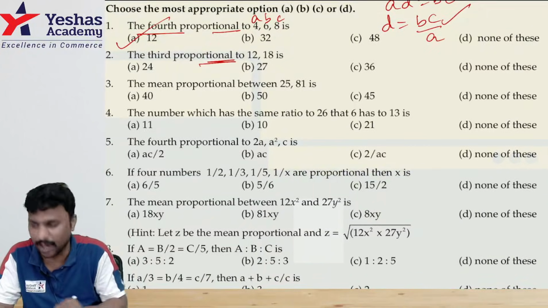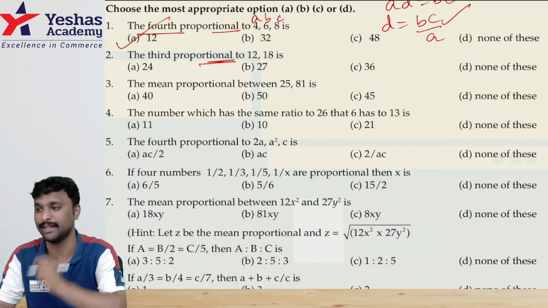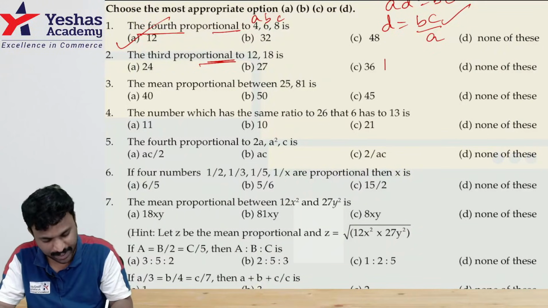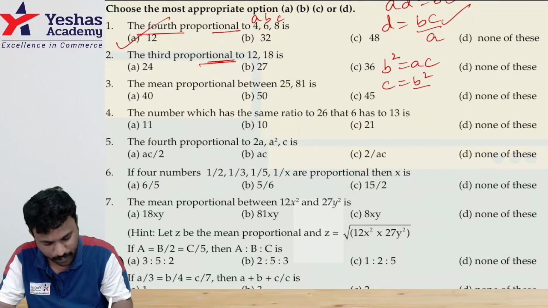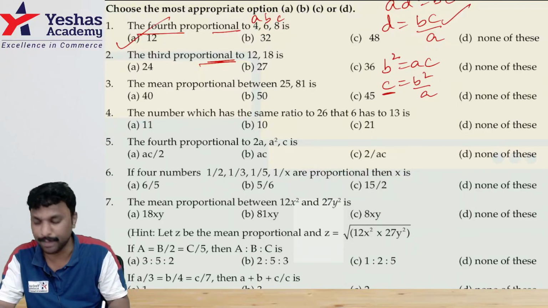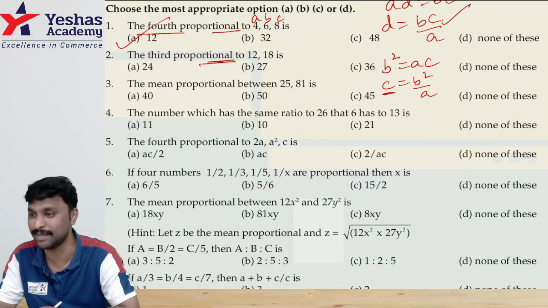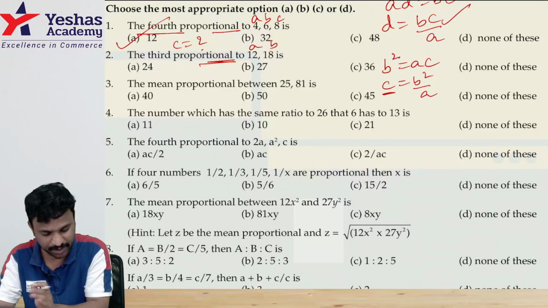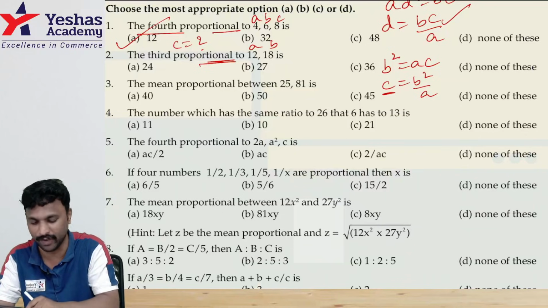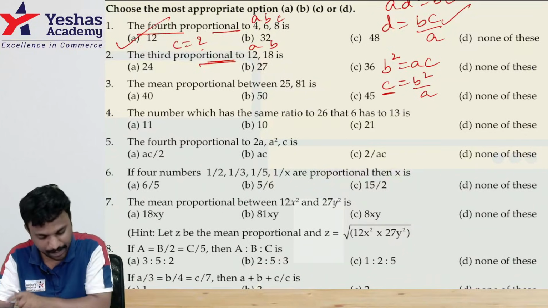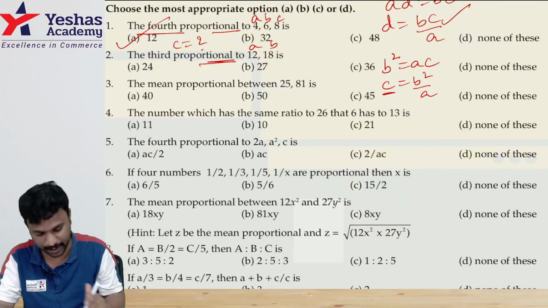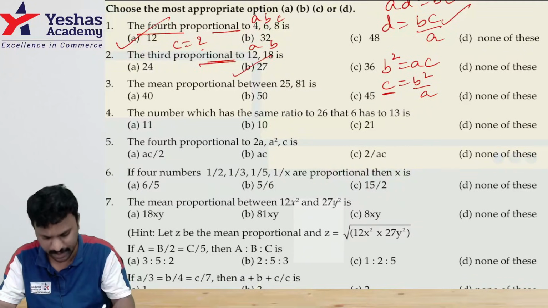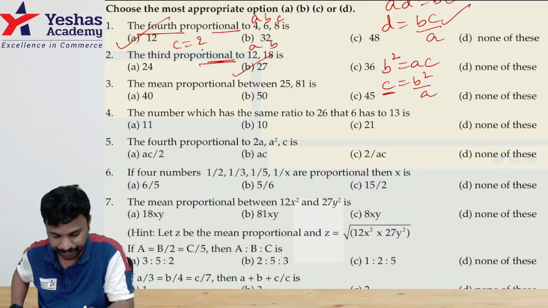Guys, the third proportional, where do you come across third proportional? It's a continued proportion. Guys, for a continued proportion, you know b square is equal to ac, so c is equal to b square by a. Third proportion means c, mean proportional means b, right? They're asking us to find the value of c. That means the given values are a and b. First of all, b square, 18 squared, divided by a is 12, that fetches you 27. That means option B is the right answer.